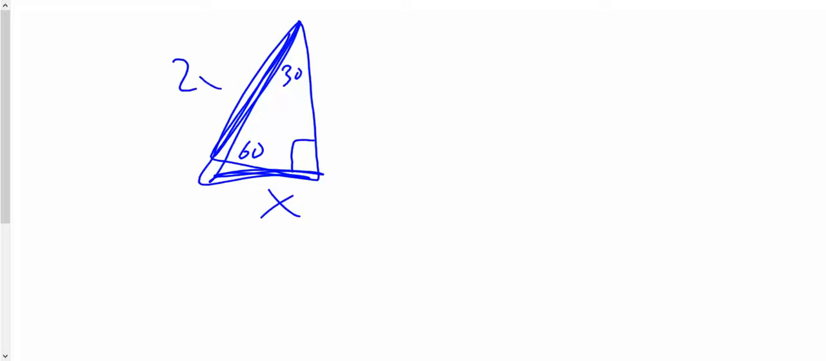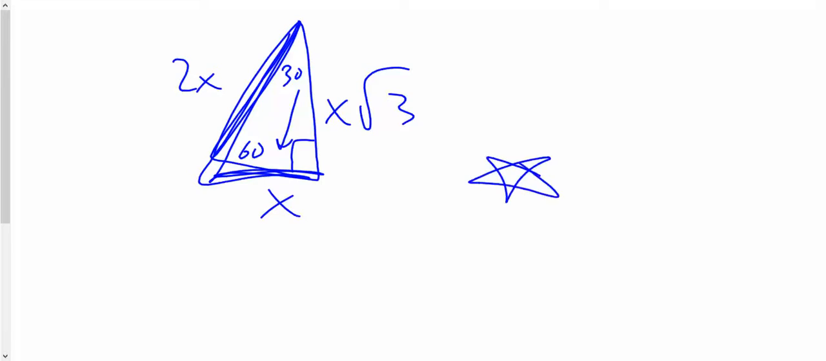In a 30, 60, 90 triangle, if this is x, the hypotenuse is double the shorter leg. And the reason why I know it's the shorter leg is because 30 is smaller than 60, so it has to be the shorter leg. And the longer leg is x root 3. So if you take the shorter leg, multiply it by 2, it gives you the hypotenuse. If you take the shorter leg, multiply it by root 3, it gives me the longer leg. This is a very important relationship, something that you guys need to know.